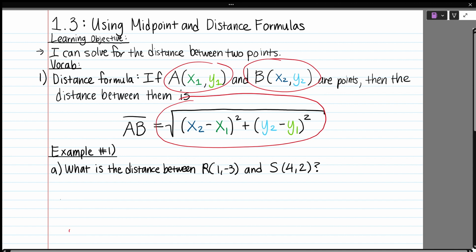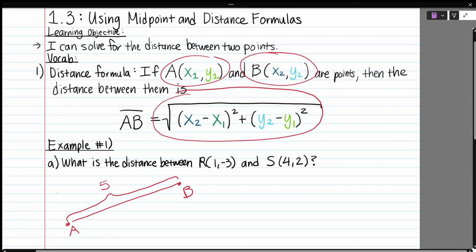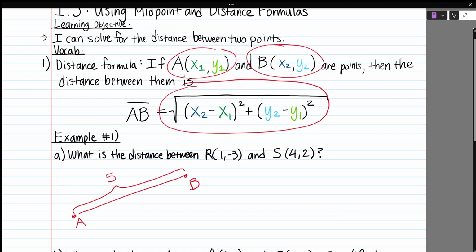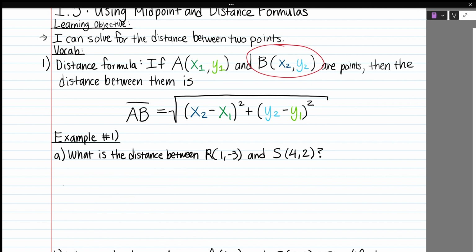So that means if we have a point A and another point B, the distance between them is going to be, let's say, 5. We're trying to find how long the line is. What is the length of the line, the distance between them? We're going to use this formula here, and let's try to follow these steps very carefully.